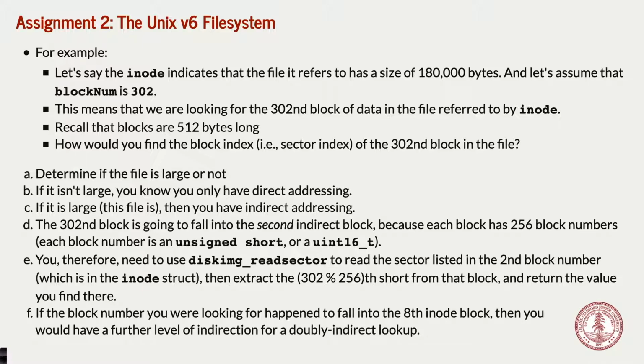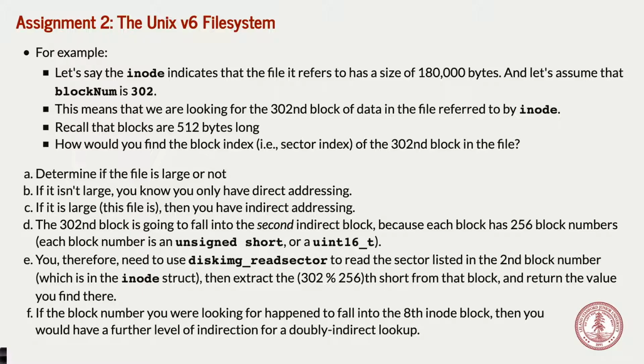All right. I will leave you to read this if you want. Yeah. So here you say that after you read the second block, you're reading from a second file. You say extract between 302 modulus 256. Why would that 256 be like the short from the block, not just from the second block?